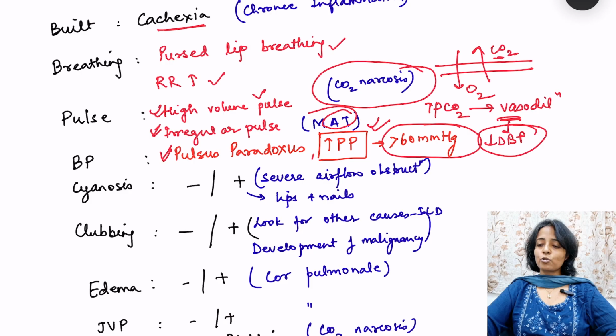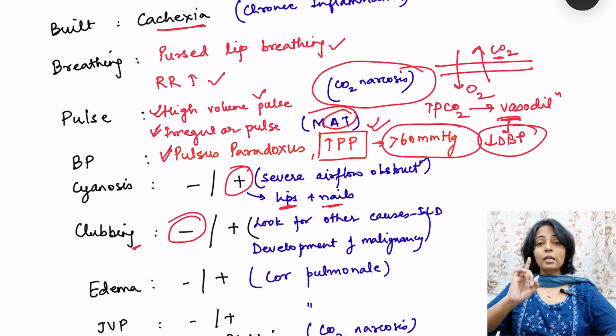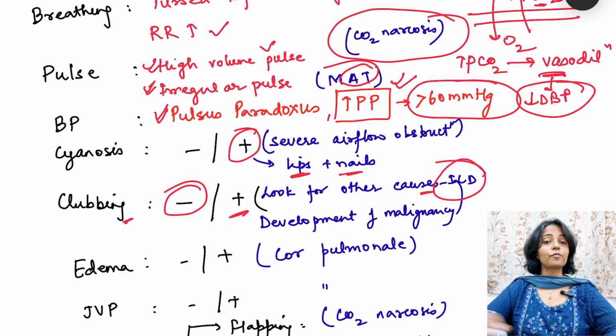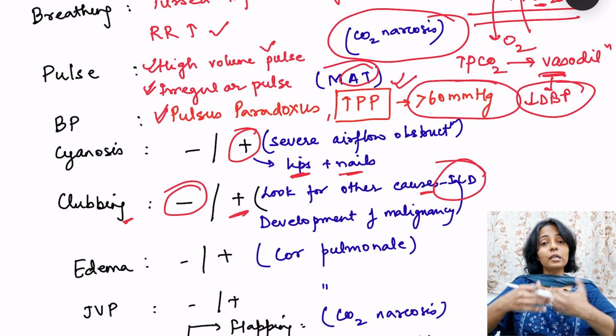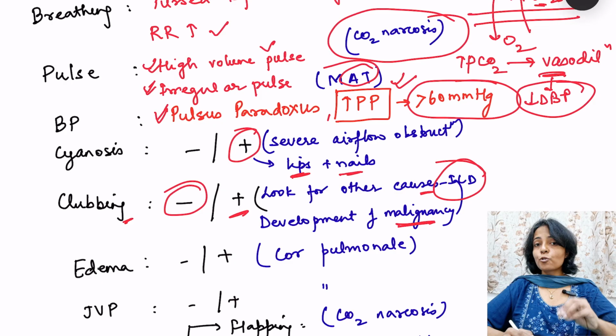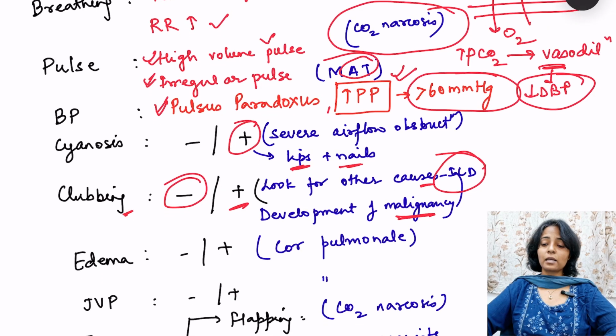Then there might be presence of cyanosis because the person is hypoxic. Hypoxia causes central cyanosis, right? So there will be cyanosis in lips as well as nails. You have to check the mucosa of the mouth and also the periphery. Clubbing will be absent. If clubbing is present, then you have to look for other causes of clubbing, that is interstitial lung disease, or if it is a COPD patient and clubbing has developed, that means there is development of malignancy. In COPD patient per se, there will not be any clubbing.